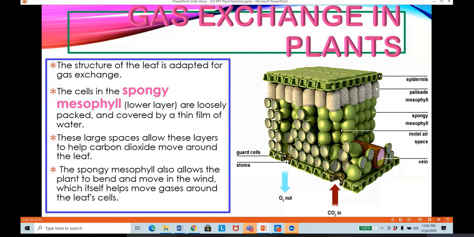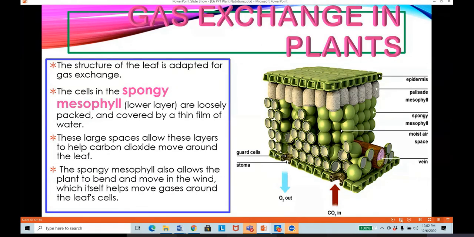And it also allows the plant to bend and move in the wind, which itself helps move gases around the leaf cells. Okay, so because of the loose arrangement of the mesophyll cells in the spongy mesophyll layer, the plant can bend and move according to the wind. You must have seen when the wind blows, the leaves are moving along with the wind. This also helps in the easy movement of the gases in and out of the leaves. Okay, ladies, so this is how you can see the exchange of gases takes place.